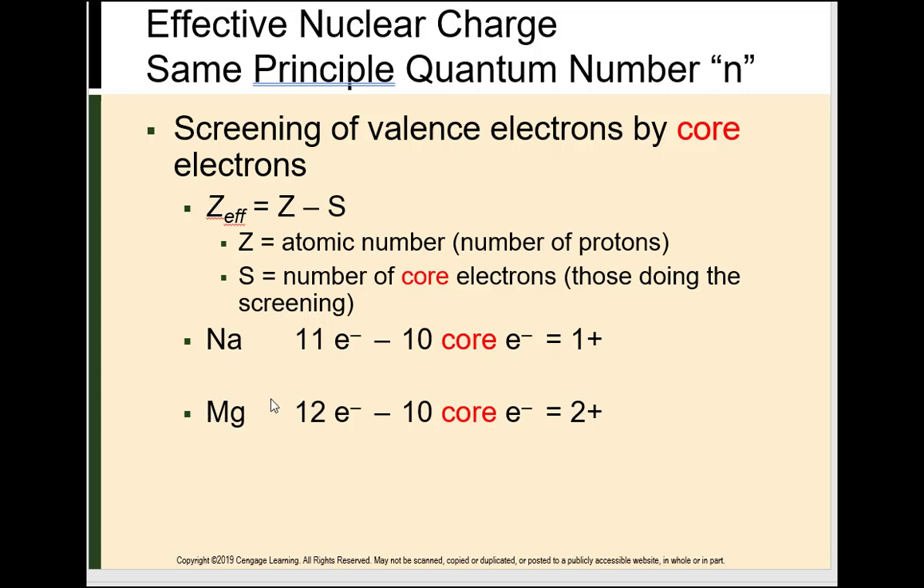Same with magnesium. Magnesium has an atomic number of 12, so it has 12 electrons. And then again, I'm going to subtract the noble gas that comes before it. That would be my core electrons. So 12 minus 10 is plus 2. So we can see as we go from left to right, my effective nuclear charge increases.